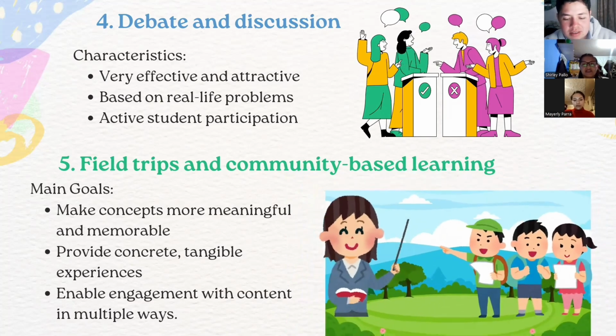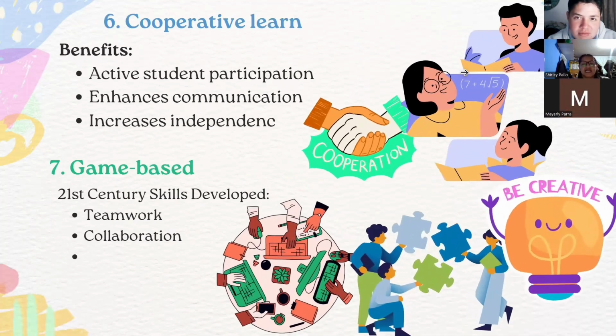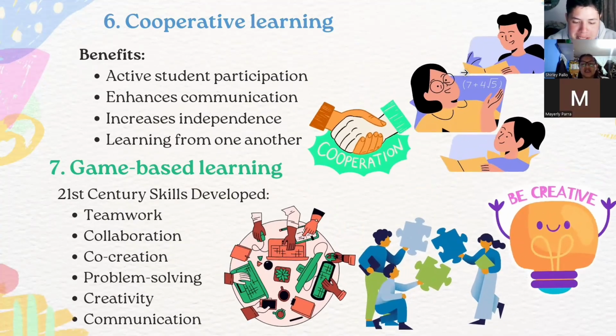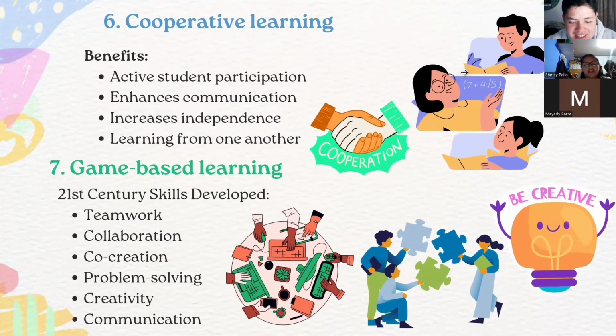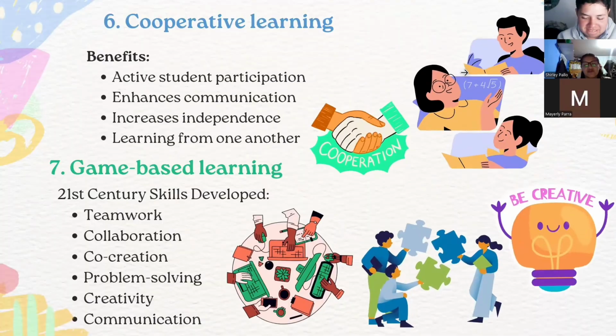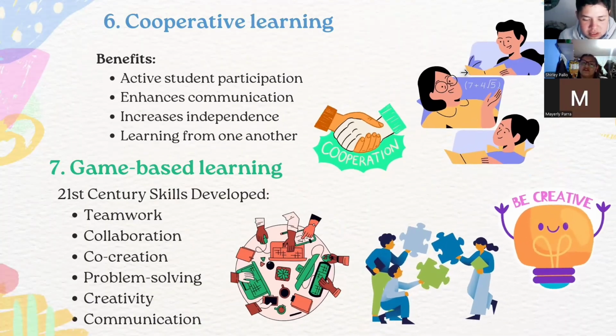And the sixth method is cooperative learning. This organizes students into small groups where they work together on shared tasks, developing social skills, and learning from each other. And the students must be explicit about cooperative behaviors and teachers monitor to ensure effective collaboration.